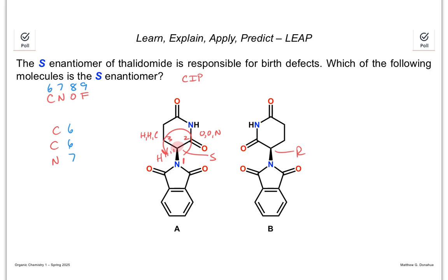Again, the first thing is make sure the lowest priority group is back. Go to the other 3 substituents. Look at the atomic numbers, assign the priority. If you get into that case where the priorities are equal, then you go out to what's bonded to them, not before.